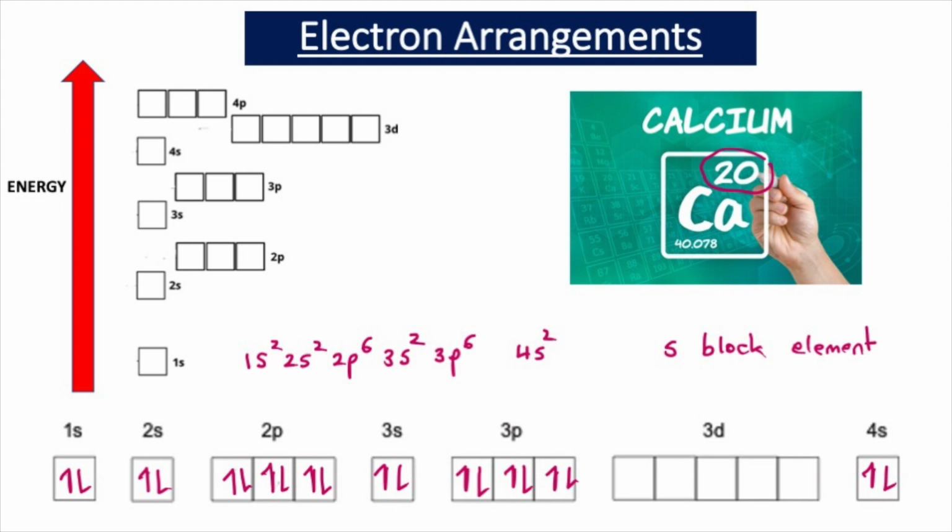Now it's important to mention that when writing electron arrangements for the elements after calcium in the periodic table, you would fill up the 3d orbitals, and the 3d orbitals can hold up to 10 electrons. So you would fill those in, and then you would start to fill in the 4p orbitals after that.